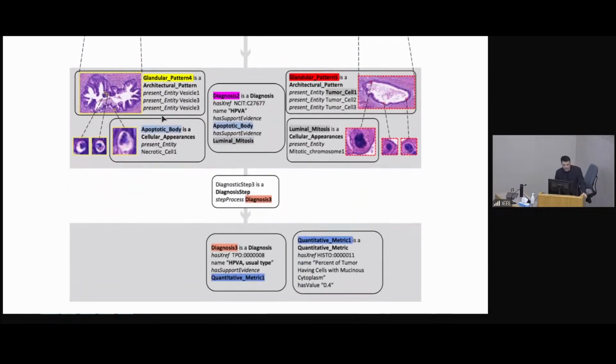Furthermore, he can dive into the glandular patterns and detect the more granular phenotypes that further support that this patient has an HPV-associated carcinoma. And finally, along with the quantitative metric of the percentage of tumor having cells with mucinous cytoplasm, he can give a conclusion that this patient is HPV-associated, usual type. So this is an example representation of how pathologists diagnose a patient.